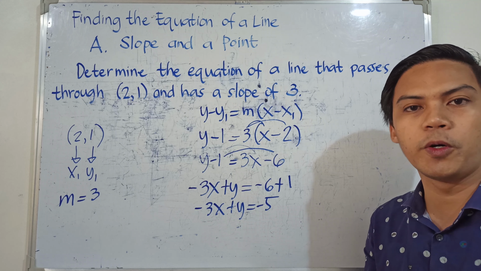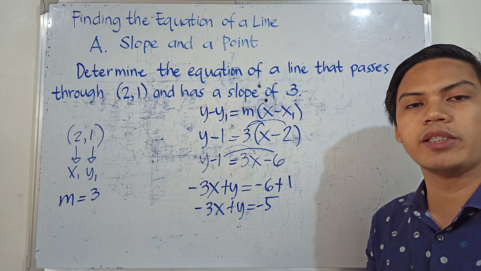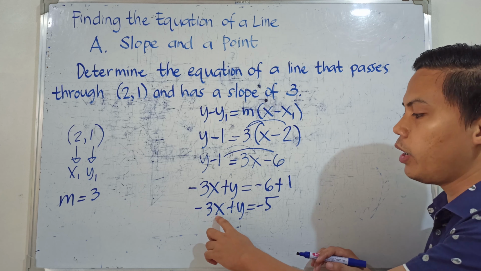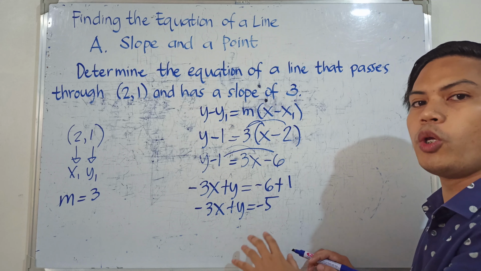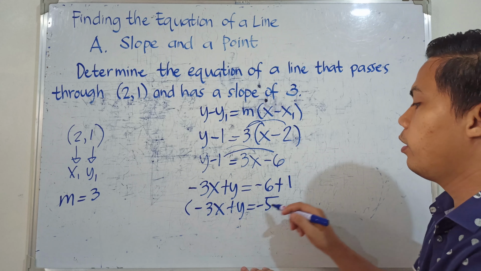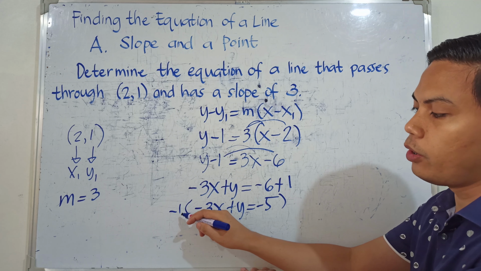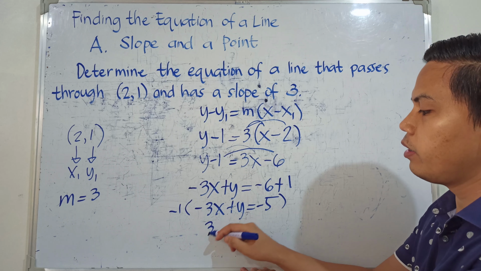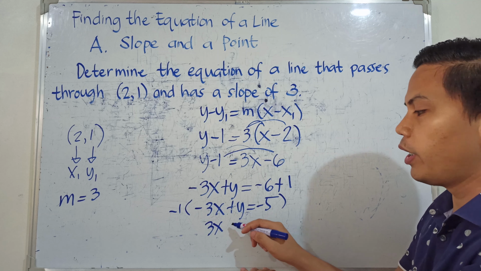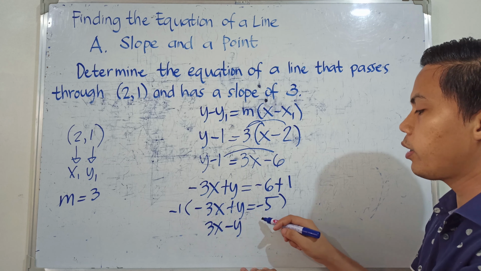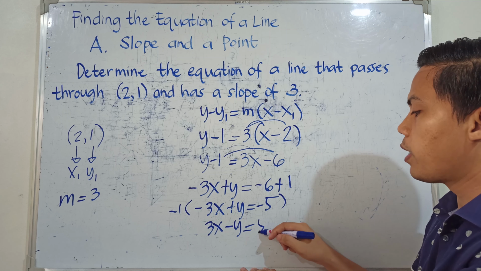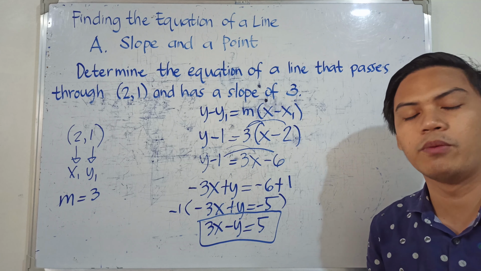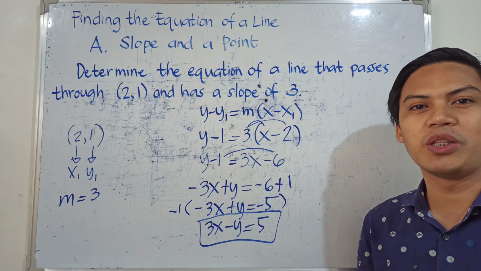As we all know, sa standard form, dapat yung numerical coefficient ng x ay palaging positive. So, since negative 3 or negative yung numerical coefficient ng x, kailangan pa natin i-multiply yung whole equation by negative 1. Okay. So, ibig sabihin nito, we're going to distribute negative 1 sa bawat terms. So, negative 1 times 3x, that is positive 3x. Negative 1 times y, that is negative y. And negative 1 times negative 5, that is equal to positive 5. Finally, we arrive with the equation of our line, which is 3x minus y is equal to 5.